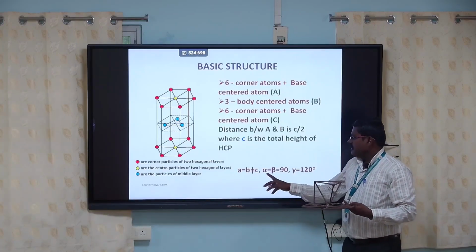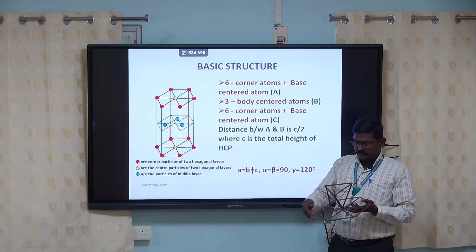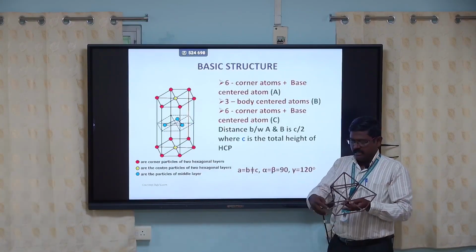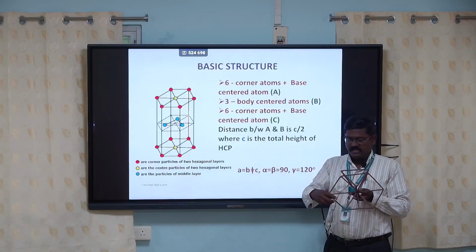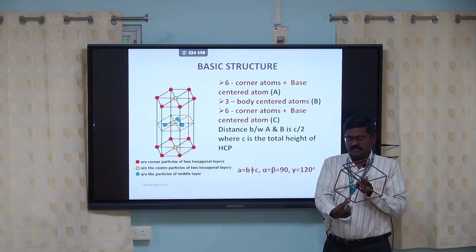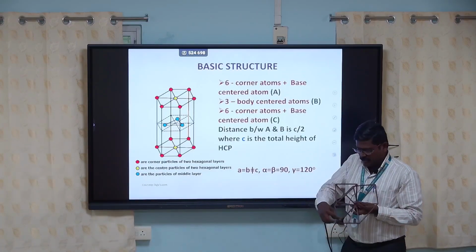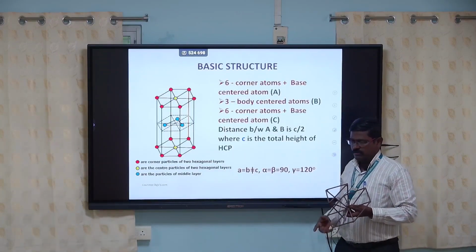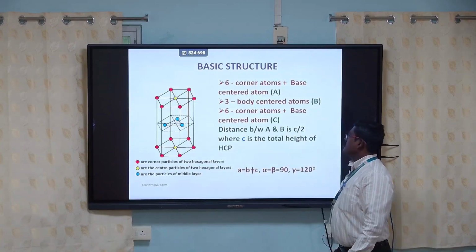And if we consider the interaxial angles, alpha equal to beta equal to 90 degrees. Here we may draw another line. Here between these two is 90 degrees. And if we draw another line here between A, B, and this is 90 degrees. And if we consider the internal angle between A and B, the total angle is 120 degrees. These are all the axial parameters of HCP.